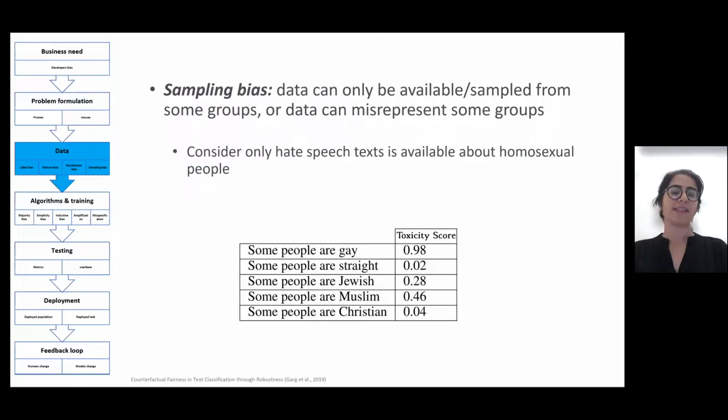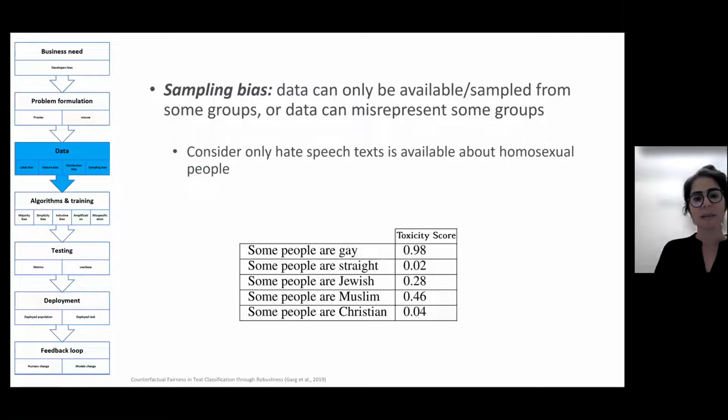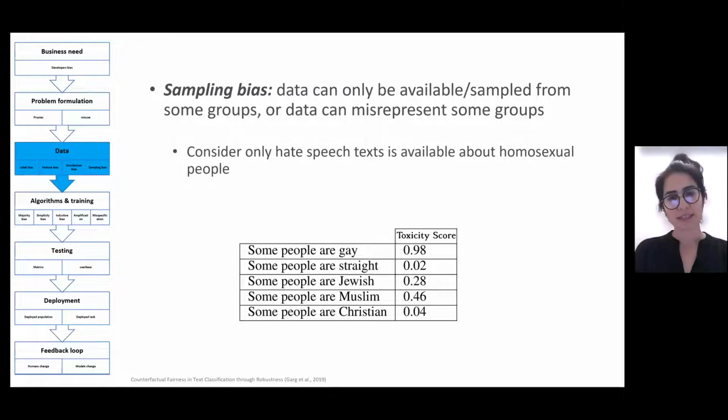Okay, so we're done with distribution bias. The first one that we are going to talk about is sampling bias. Sampling bias happens when our data is only available or sampled from some groups, or data is misrepresenting some groups. So misrepresentation, underrepresentation, erasure, these are all happening because of sampling bias.